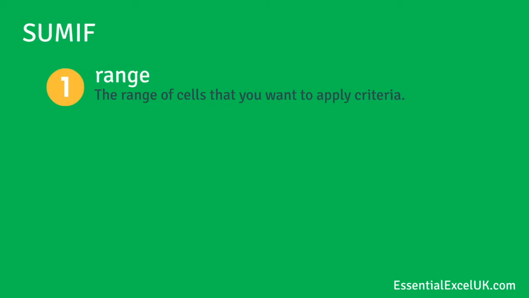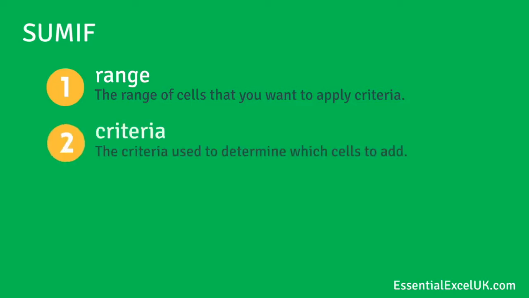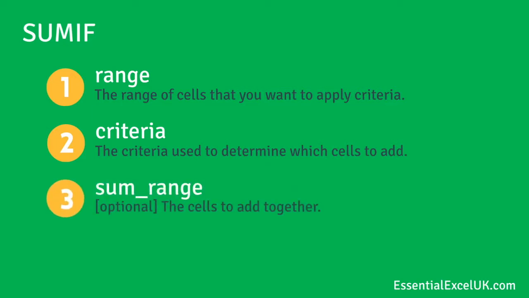And SUMIF moves on from the standard SUM formula and now allows us to apply some criteria to our formula so that we can define what we want to count rather than having the overall total for everything we're looking at. So it's made up of three parts. The first is range, and this is the range of cells that you want to apply your criteria to. The second part is the criteria, so the criteria you want to use to determine which cells you want to add together. And lastly, we have the sum range. So this is the range of cells that contain the values that we want to add together.